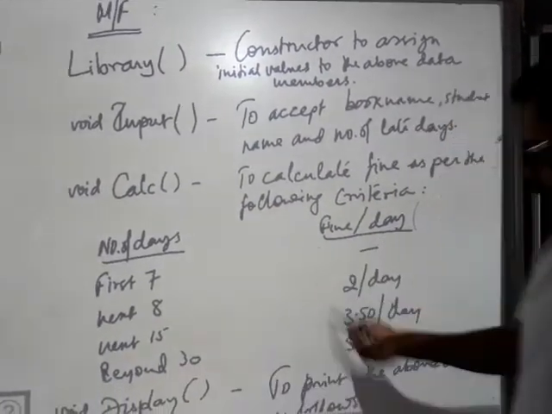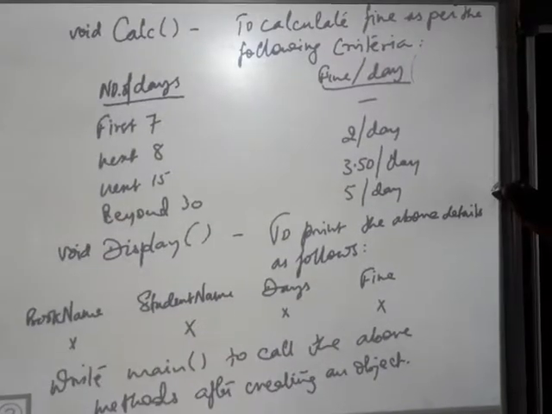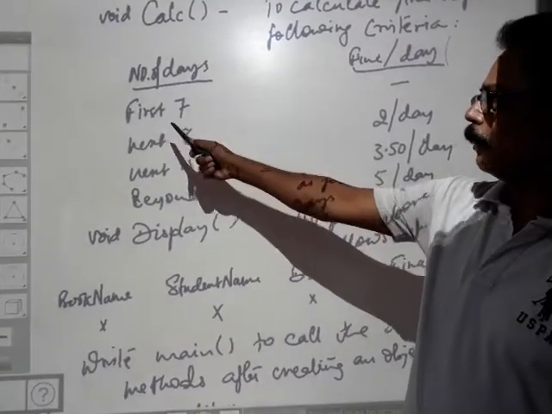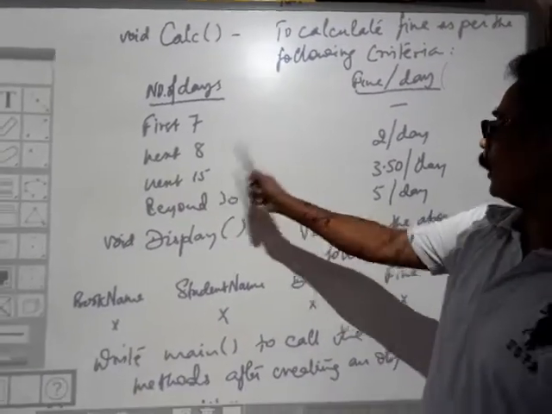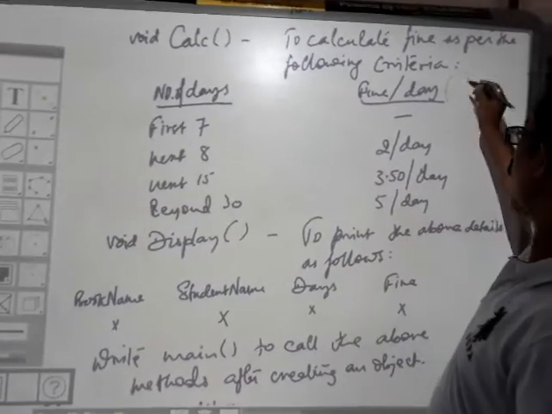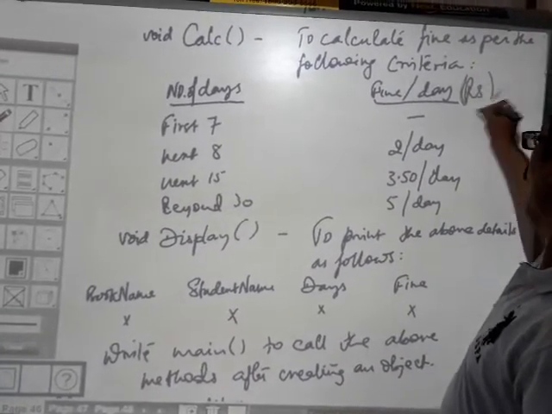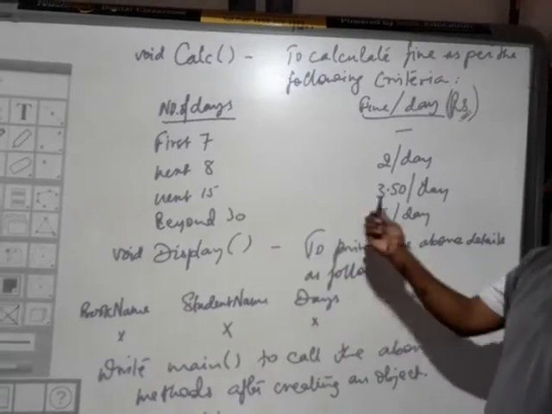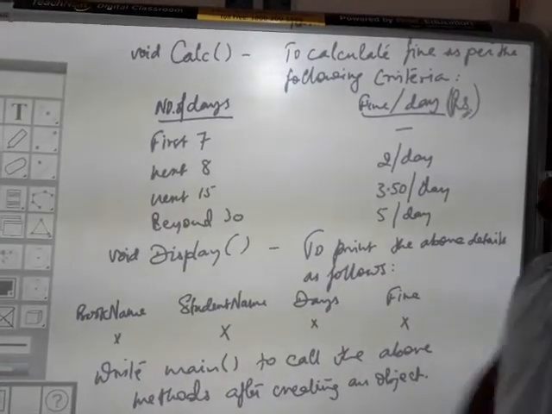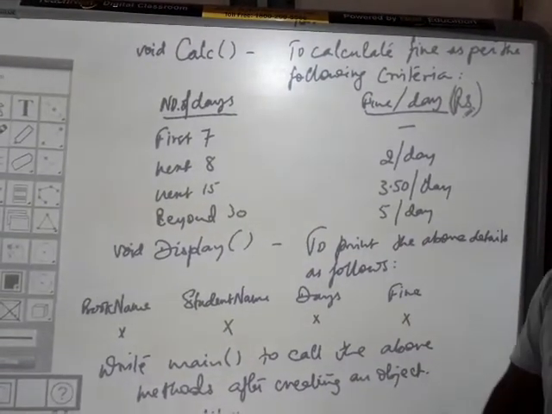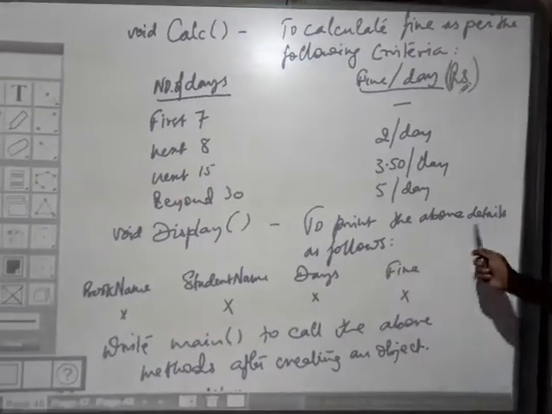Then void cals is to calculate fine as per the following criteria. These are the criteria here: as per the criteria given, the first 7 days no fine, the next 8 days you have rupees 2 per day, the next 15 days is rupees 350 per day, and beyond 30 days you have 5 rupees per day. Then void display is to print the above details as follows.